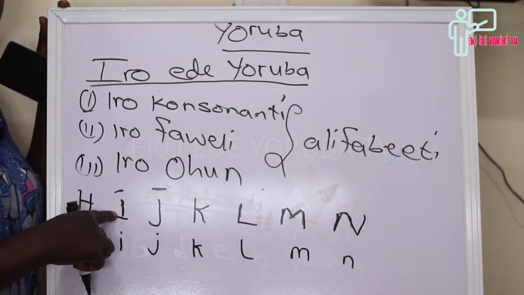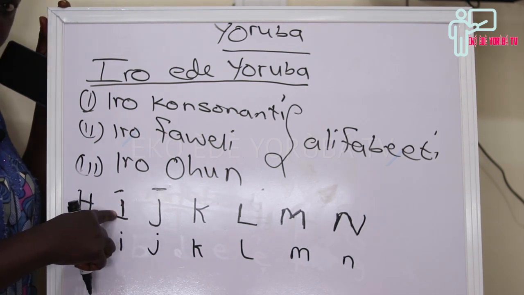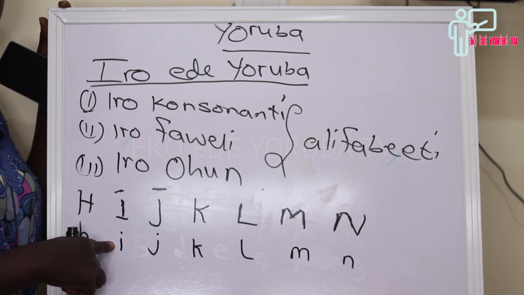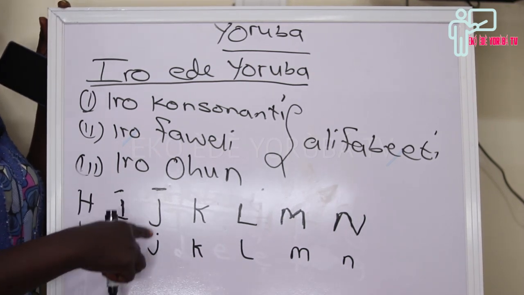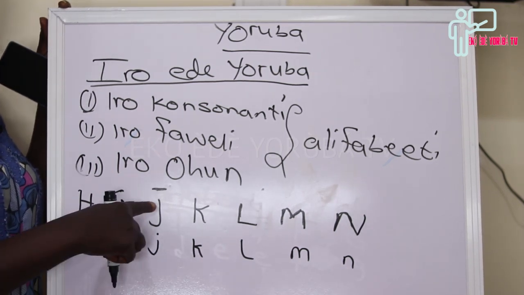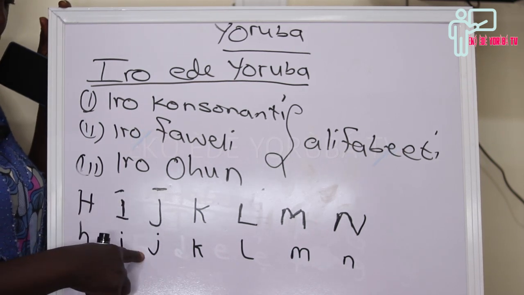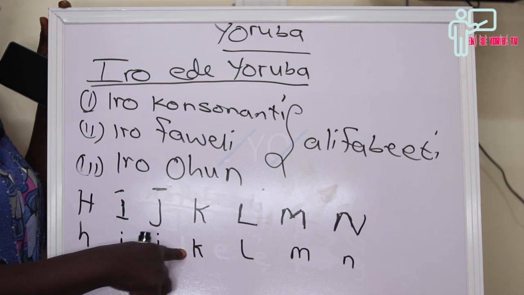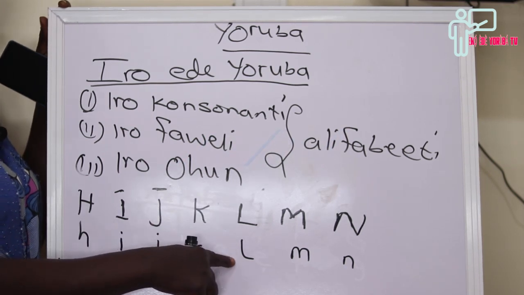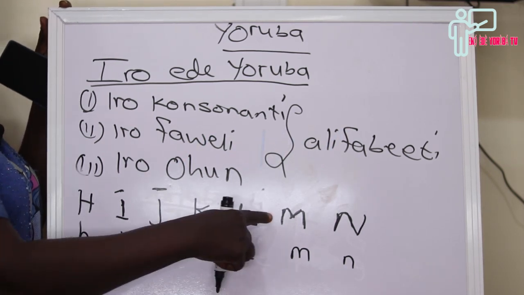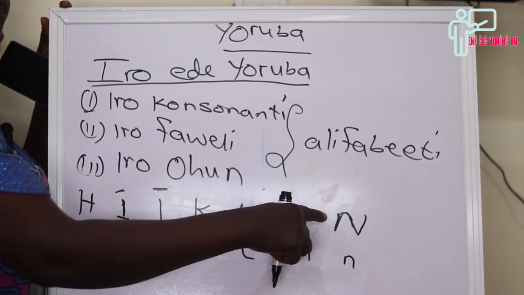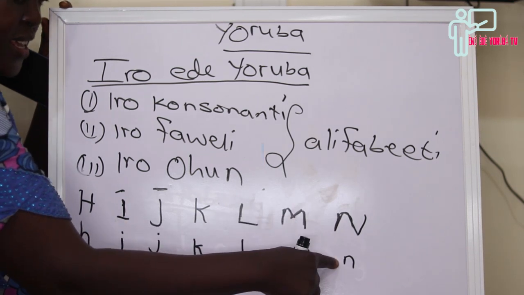He, i ńlá, i kékeré, ji ńlá, ji kékeré, ki ńlá, ki kékeré, li ńlá, li kékeré, mi ńlá, mi kékeré, ni ńlá, ni kékeré.